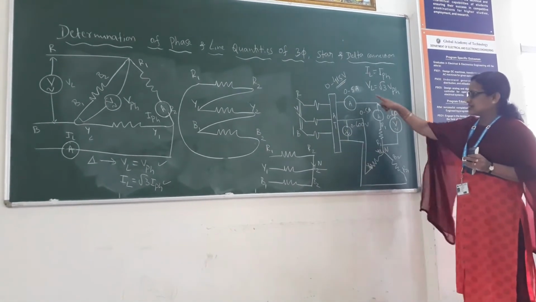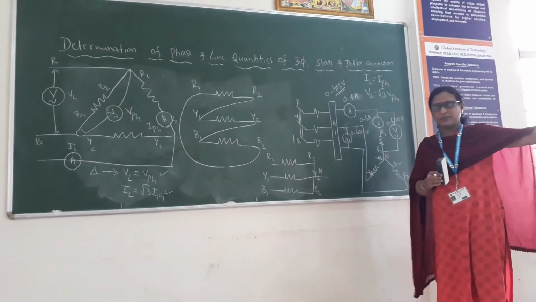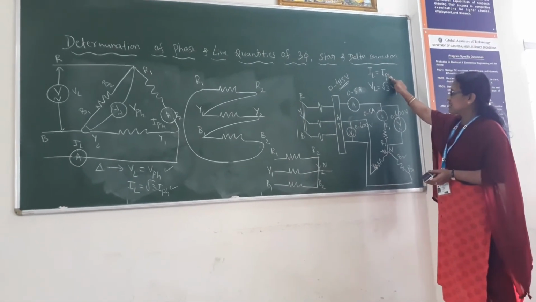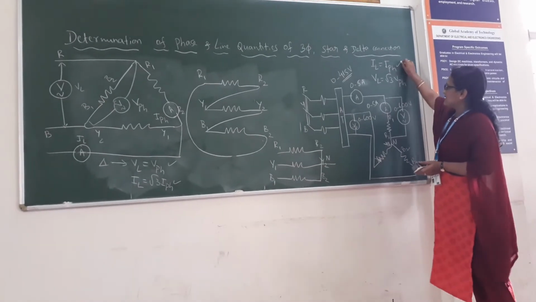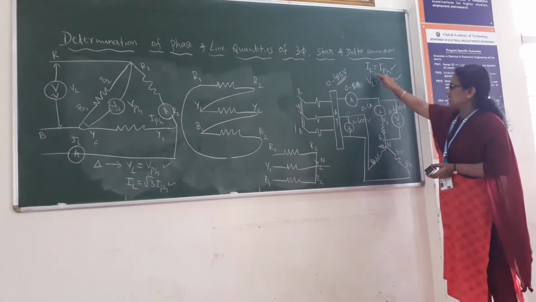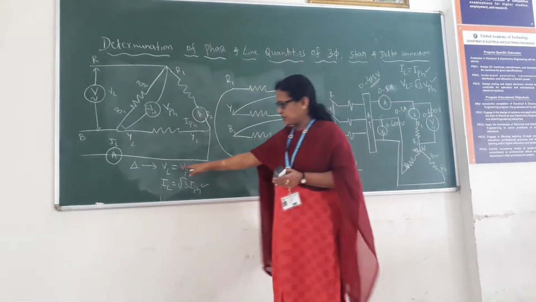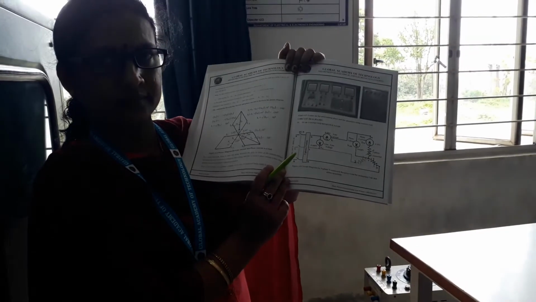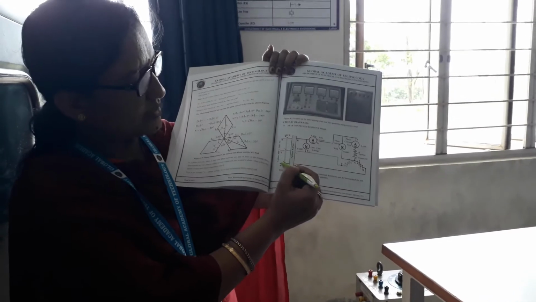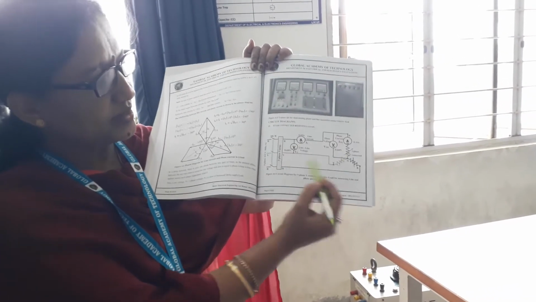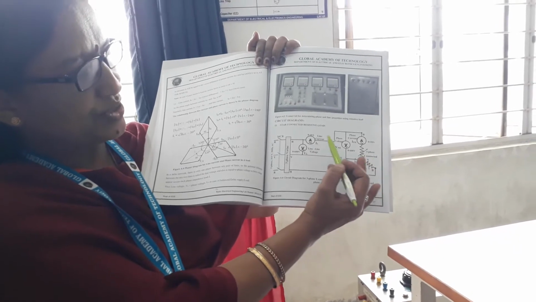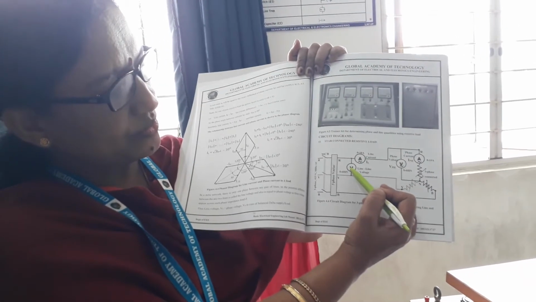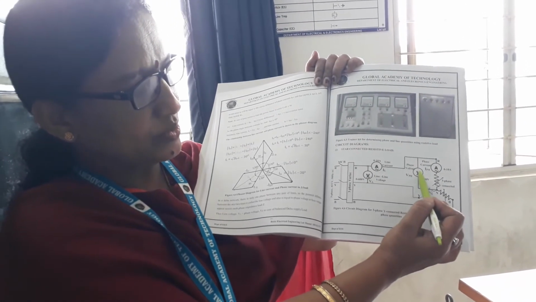Okay? So this connection I am going to do in the table. I am going to explain how exactly you are going to take the readings of line current, phase current, line voltage, phase voltage, how exactly you are going to verify this relationship in case of star, and also how exactly you are going to verify this relationship in case of delta. In this circuit, this part is the supply, this part is the auto transformer, and this part is the load. To measure line current and phase current, you are using 2 ammeters here, and to measure line voltage and phase voltage, you are using 2 voltmeters here.